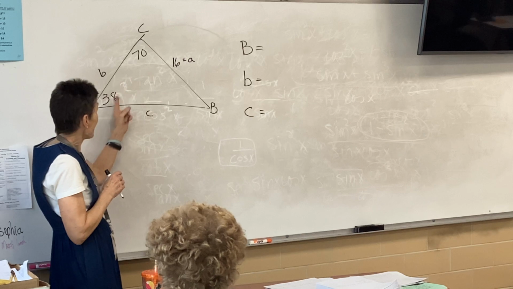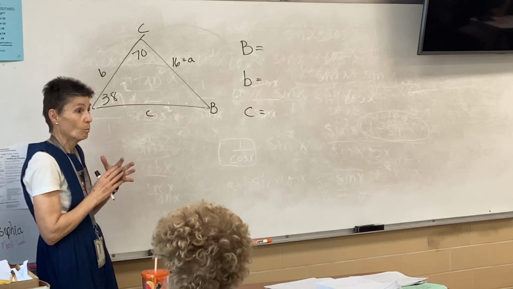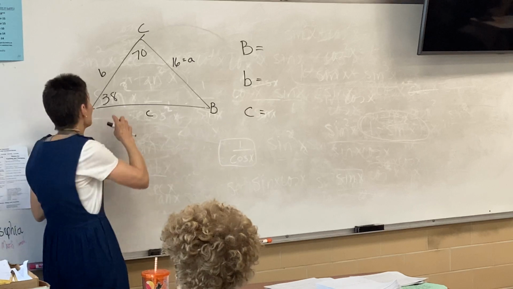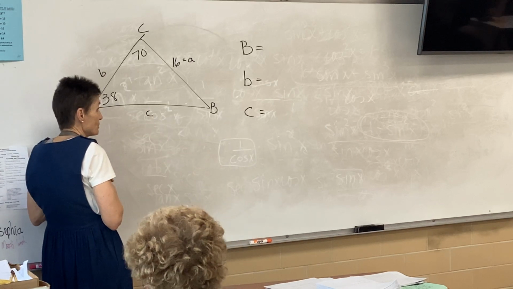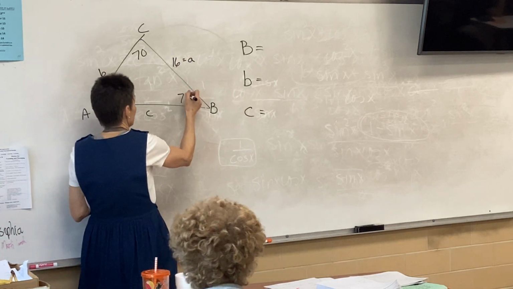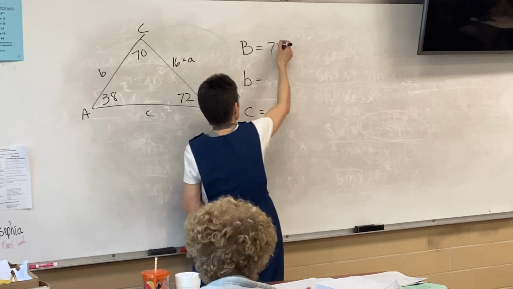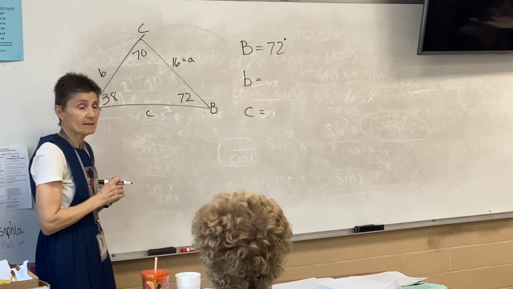We know the angles of a triangle have to add up to 180. So if I know 2 of them, then finding the third one shouldn't be too tough. What is angle B? 72. So B is 72 degrees. Okay, done. That was easy.